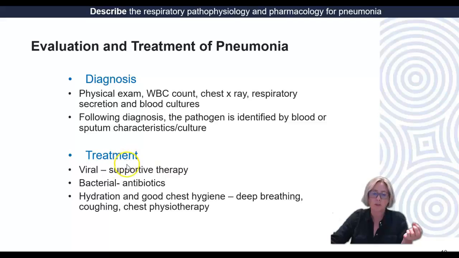Now, in terms of treatment, for viral pneumonia there are some antivirals, as I mentioned, but mostly supportive therapy in terms of fluid intake and also analgesics. With bacterial pneumonia, antibiotics, of course. And then there's also involvement here for chest physio, good hydration, good chest hygiene, practicing deep breathing and coughing. And as I mentioned, a big role for the physiotherapist in this.